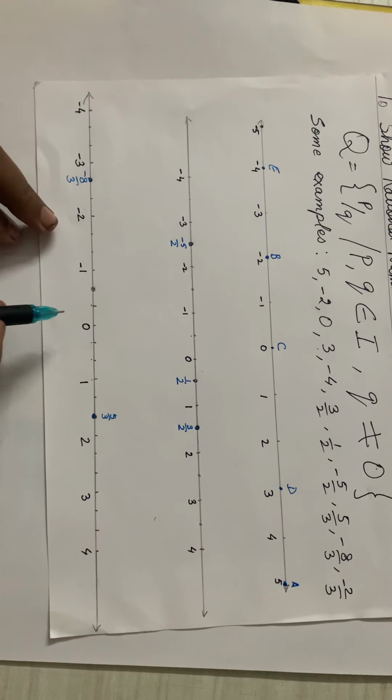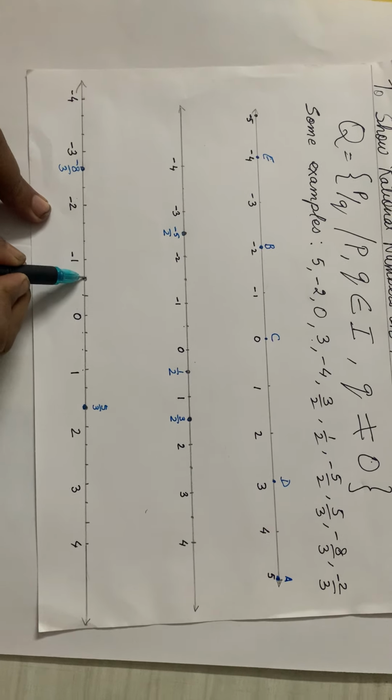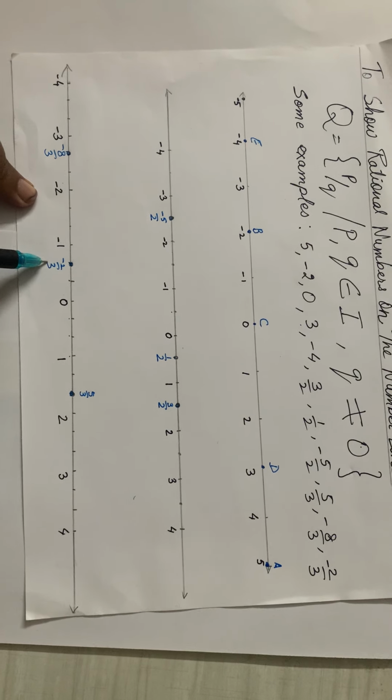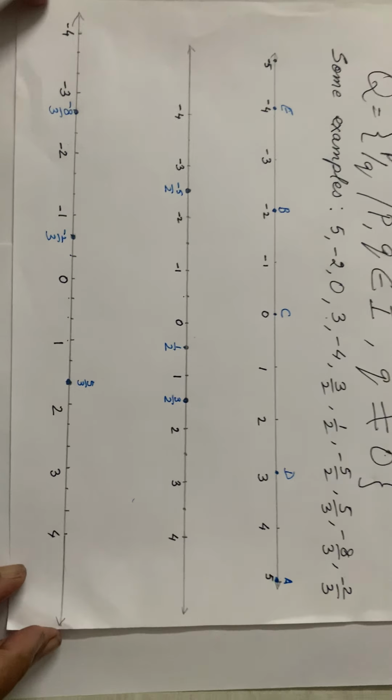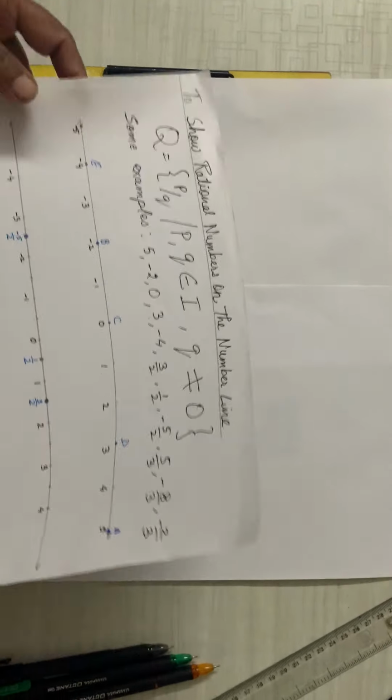Then minus 2 upon 3. So minus 1 upon 3, minus 2 upon 3. So like this I can show rational numbers on the number line. Now let us show irrational numbers on the number line.